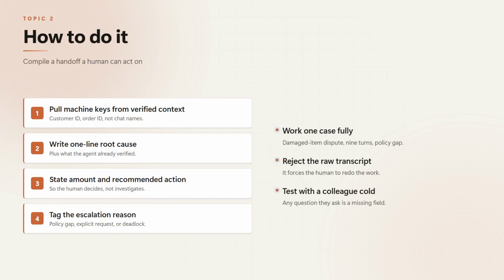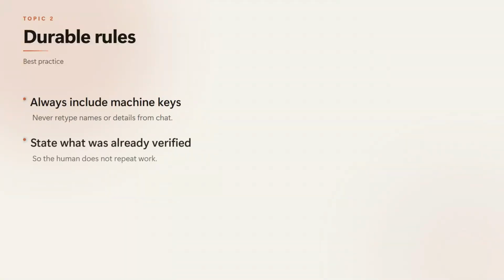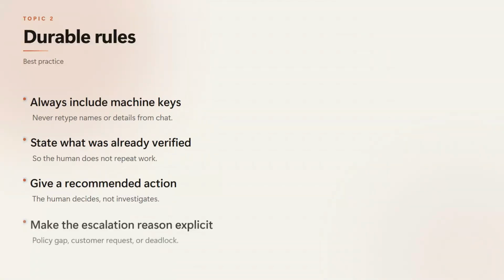The key is always to replace the missing transcript with decision-ready fields. The durable rule is, a handoff must replace the transcript the human cannot see. That means every field answers a question the human would otherwise have to ask. Use machine keys, not free text, because names can be mistyped or ambiguous. State what the agent already verified, because redoing work is the cost you are avoiding. Always include a recommended action. The human's job is to decide, not to investigate from scratch.